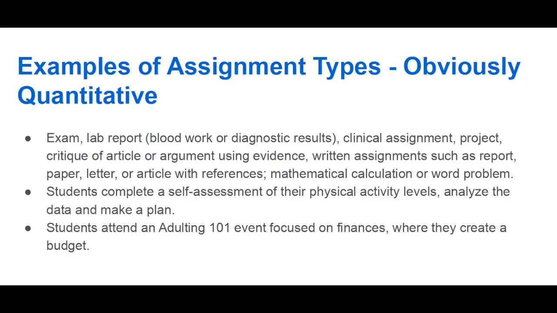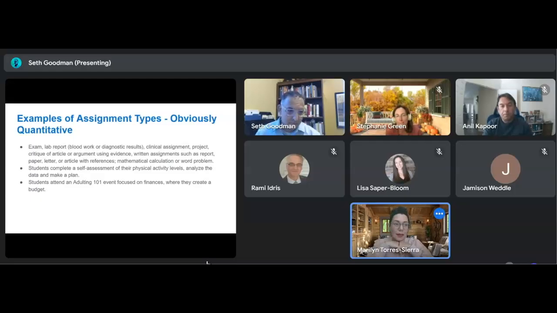These are obviously quantitative: lab reports, exams, math calculations, word problems, taking a self-assessment of physical activity levels, and then analyzing the data and making a plan. So say you're in physical therapy, right? We can assess the athlete's performance and then create that plan. That's accessing data to figure out how you're going to make the bridge and grow that individual, okay?